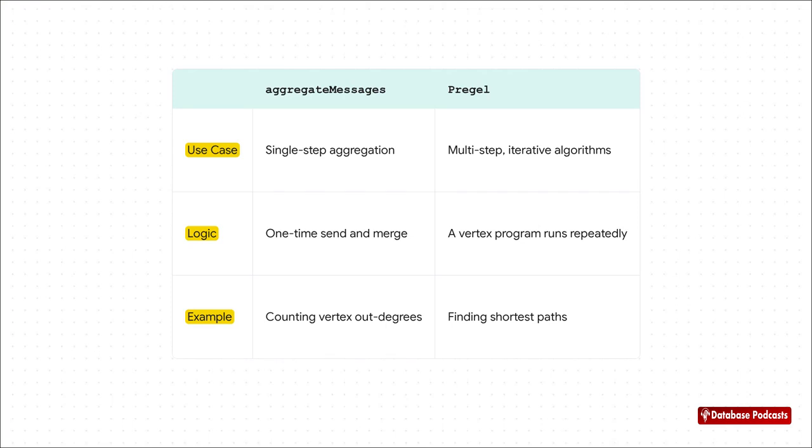Now, to really get where Pregel fits, it helps to compare it to another function in GraphX called aggregate messages. You can think of aggregate messages as like a Pregel Lite. It's perfect for one-shot, single-step jobs, like, say, counting how many neighbors each node has. But Pregel is for the heavy lifting. It's built for those complex, multi-step algorithms, like finding the shortest path, where information has to ripple through the graph round after round until the answer finally emerges.